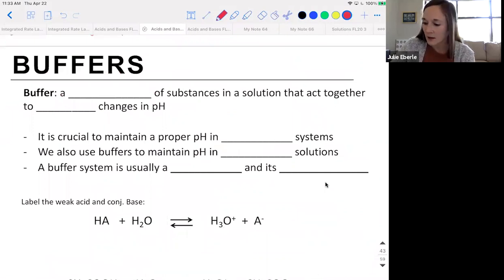Okay, what is a buffer? It is a combination of substances in a solution that act together to resist changes in pH.